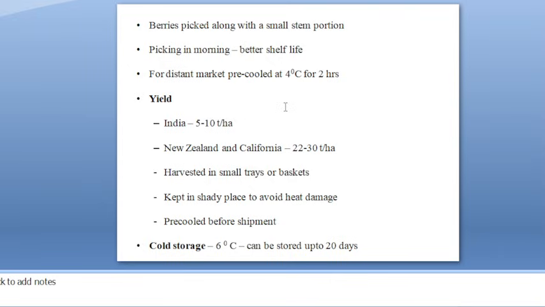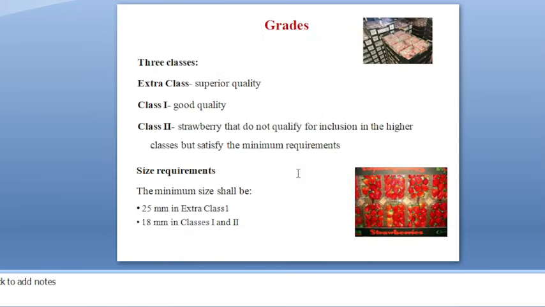Normally in small baskets we can harvest the berries, then keep them in a shady place. That is also one way of doing the pre-cooling operation. This has to be done in strawberries mainly to remove the field heat. Otherwise, during transit itself, many strawberries will get damaged. And we can store this up to 20 days in cold storage, at around minus 6 degrees Celsius temperature.